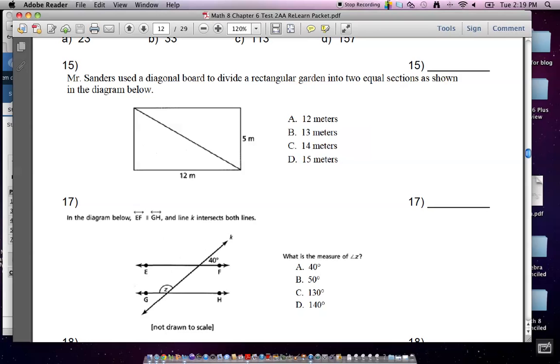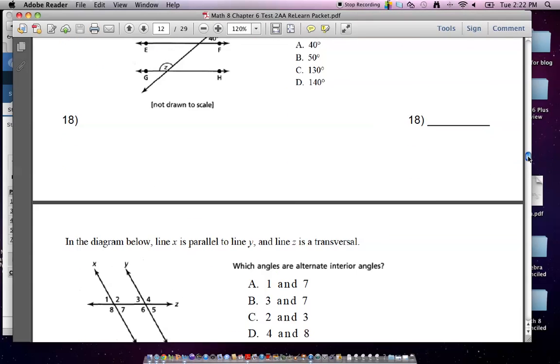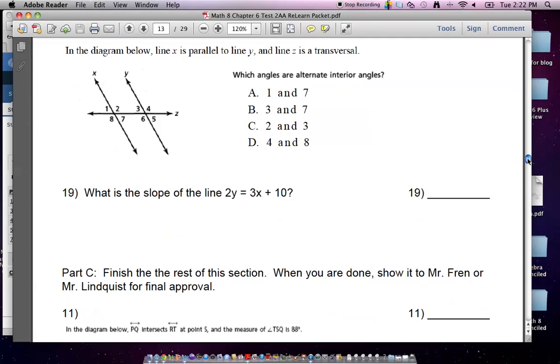And we've got 2 more to do here. Number 18 and then number 19. Here we have 2 parallel lines cut by a transversal, which are alternate interior. Now, interior means that they have to be between the 2 parallel lines. So my answers have to be some combination of 2, 3, 6, 7. 4 and 8 are outside, so it can't be 4 and 8. 1 is outside, it can't be 1. 3 and 7 are inside, 2 and 3 are inside.